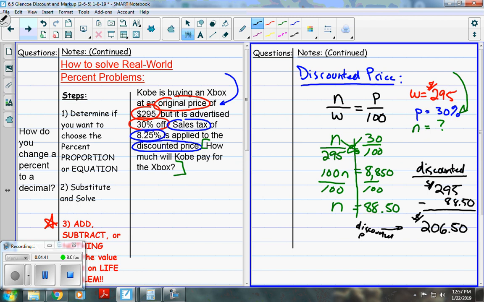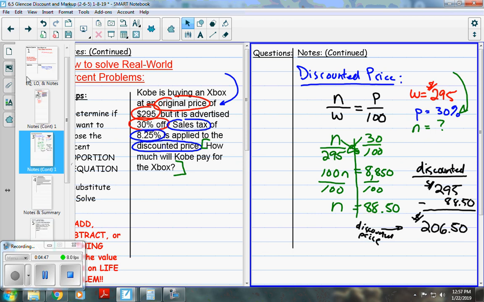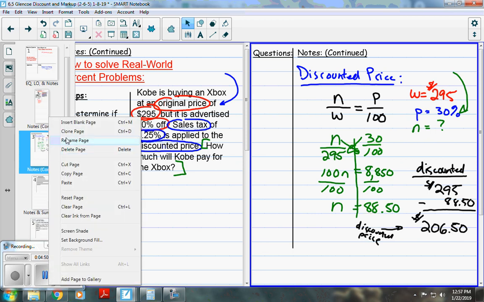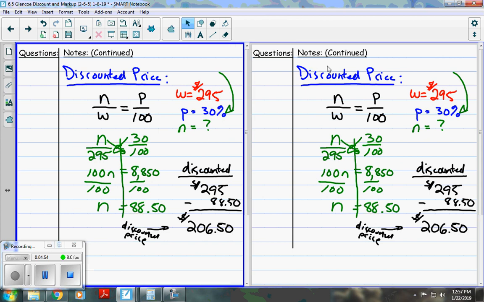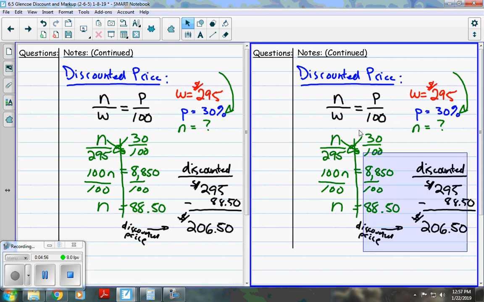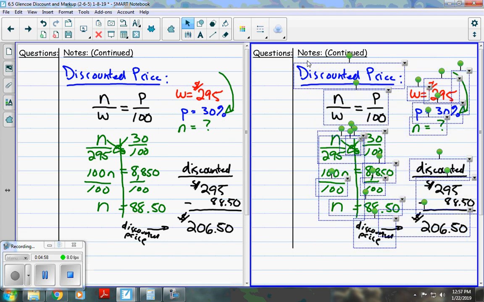Now we need to find out the second part of this problem, the tax part. I'm going to get another page here. Get to see all my computer skills all at once.